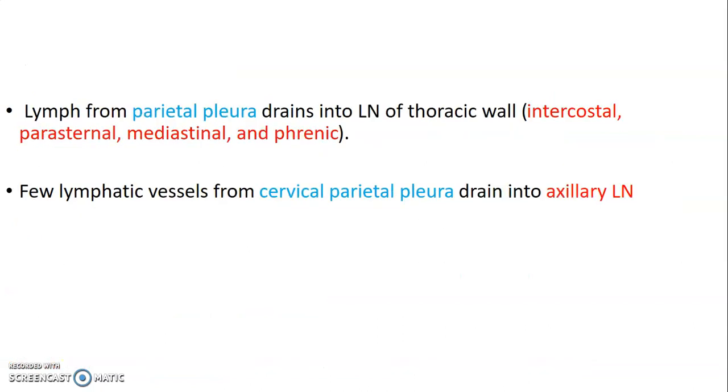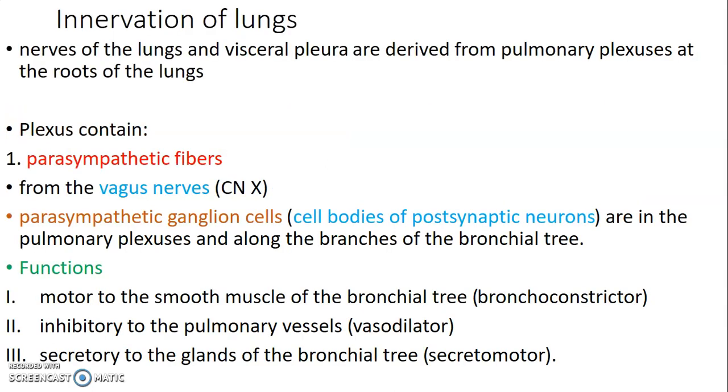Then we've said parietal pleura will be drained by the lymph nodes on the thoracic wall, such as intercostal, parasternal, mediastinal, and phrenic lymph nodes, while few lymphatic vessels from the apical part of the parietal pleura will drain into the axillary lymph nodes. What is the innervation of the lungs?